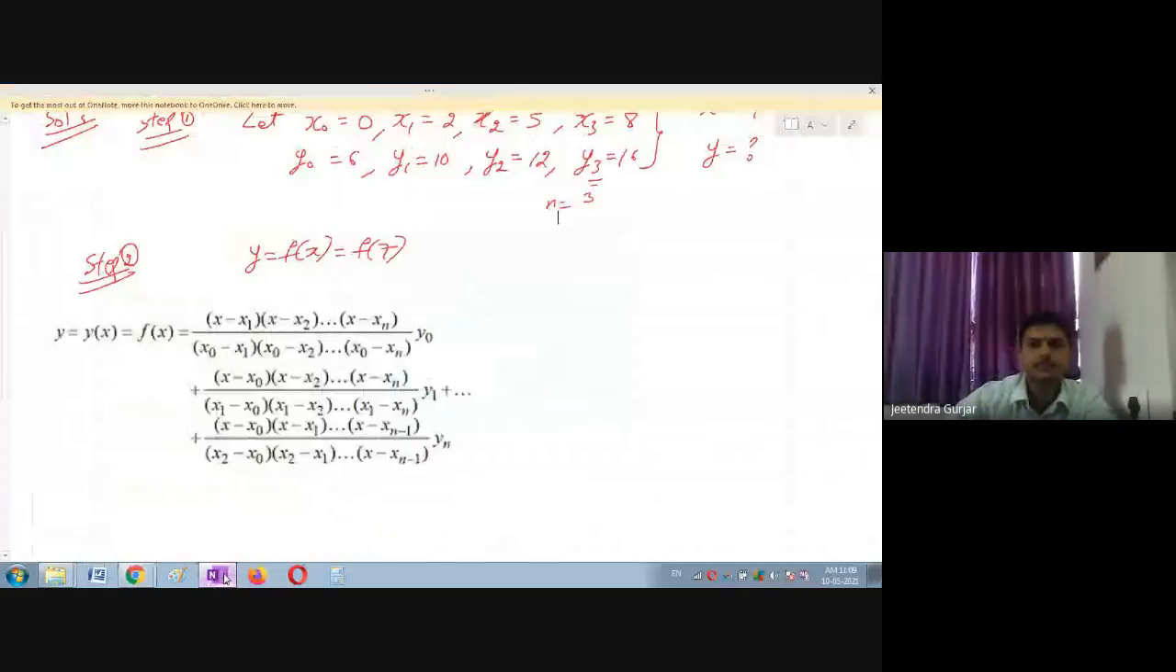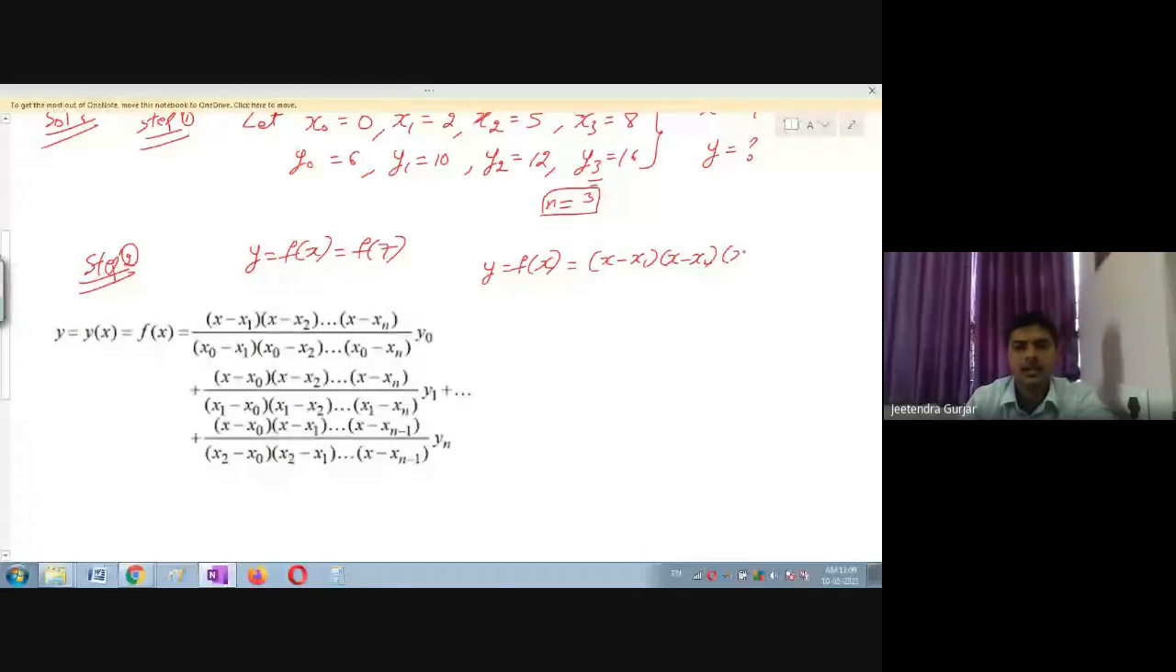Okay. So n is equal to 3, I will take. Now I will substitute here. What will be the formula when n is equal to 3? Please note this down, this is important. So y is equal to f of x, which is x minus x1, x minus x2, and x minus x3.